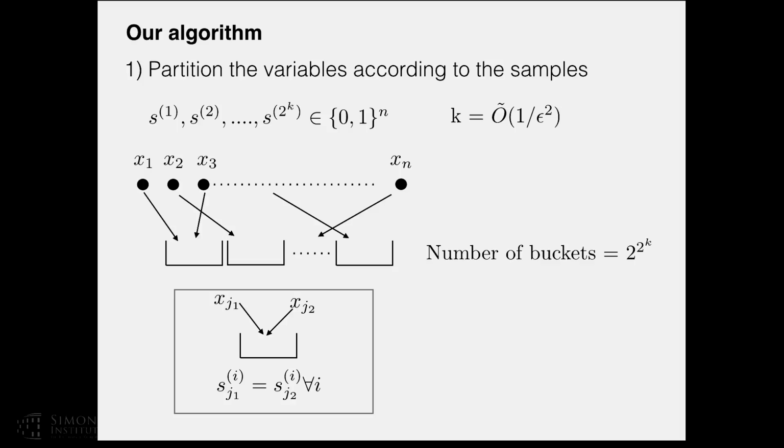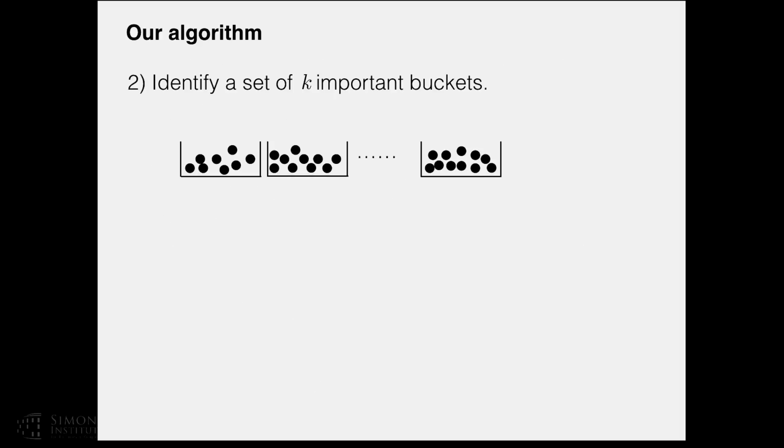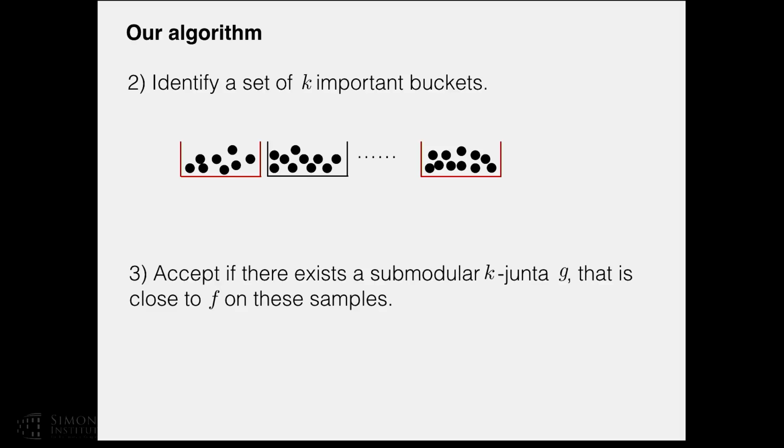For people who are already aware of the testing by implicit learning algorithms, would recognize this is different from what the usual algorithms do. And once you have partitioned the variables into buckets, the next step would be to identify a set of k buckets. This we do by a process of elimination, such that all the variables in the rest of the buckets together have very low influence. And once you identify the set of k buckets, we accept the function if there exists a submodular k junta that is close to the function f on these samples.